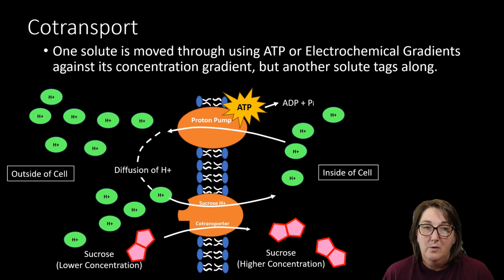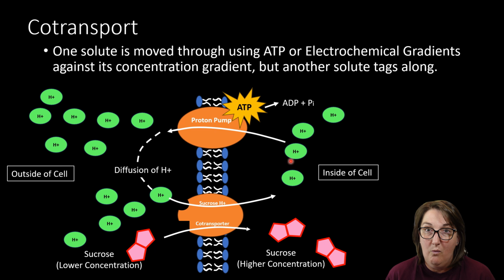All right, cotransport. This is where one solute is moved through ATP or electrochemical gradients against its concentration gradient, but another solute tags along. So let's look here. I have my proton pump. Remember, I have my hydrogen protons here. I have a lot of hydrogen protons over here.